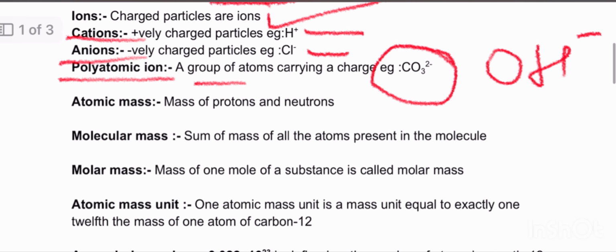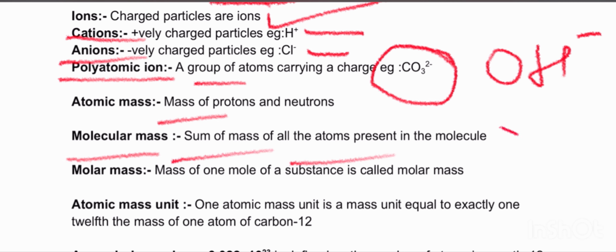Next, what is atomic mass? Atomic mass is nothing but the sum of protons and neutrons. What is molecular mass? Molecular mass means the sum of masses of all atoms present in a molecule. What is molar mass? Molar mass is nothing but the mass of 1 mole. Simple: atomic mass, mass of an atom. Molecular mass, mass of a molecule. Molar mass, mass of a mole.